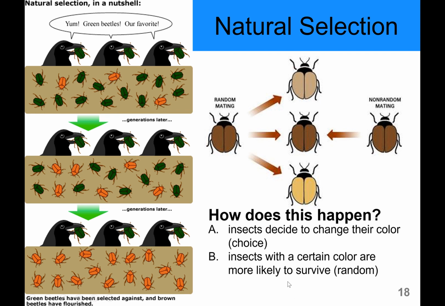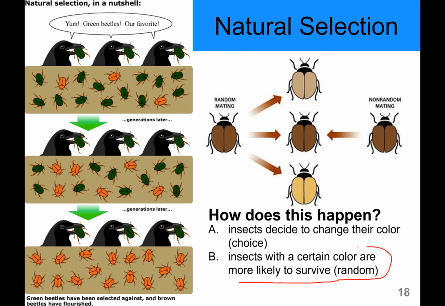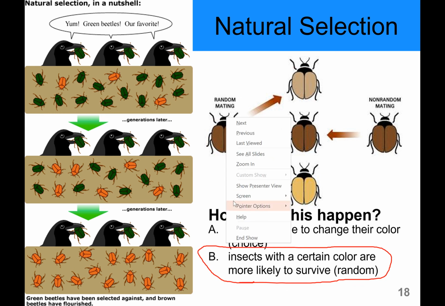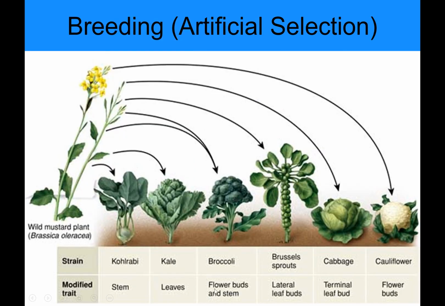I already pretty much spilled the beans here. It's definitely option B. So if evolution or adaptation is going on, it's not something that the organism has any choice in. It's just something that happens very slowly if some of them have an advantage.